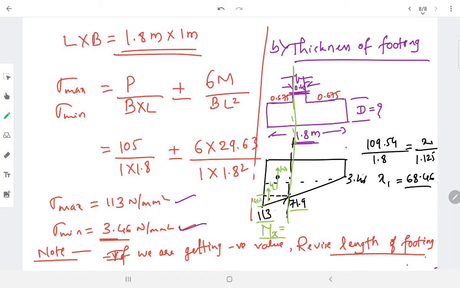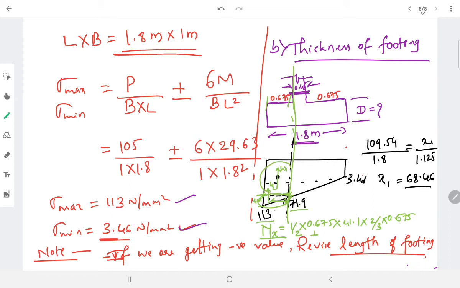So we are about to calculate this Mx. So area of this triangle is 1 by 2 into, what is this width? This is 0.675. And what is the height? 41.1. And into, what is the distance? Critical distance, force into moment up to the required point. So this is 2/3 of base. Base is 0.675. So one is triangular area, and this is rectangular area.